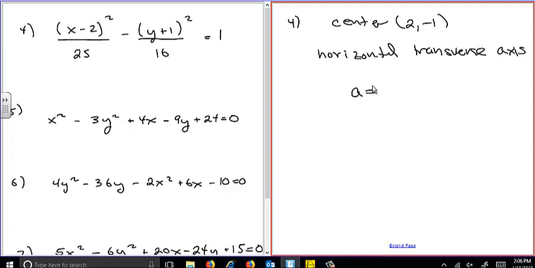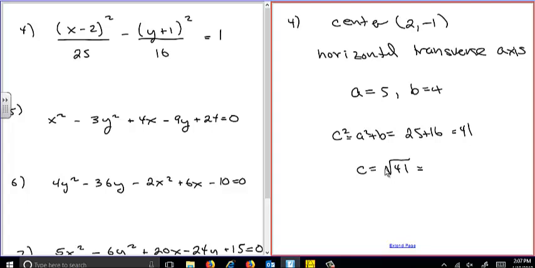So that means A is the square root of 25, which is 5, and B is equal to the square root of 16, which is 4. And c squared equals a squared plus b squared. So that's 25 plus 16, which equals 41. So c is equal to the square root of 41, which we did in an earlier problem. So we get 6.4.